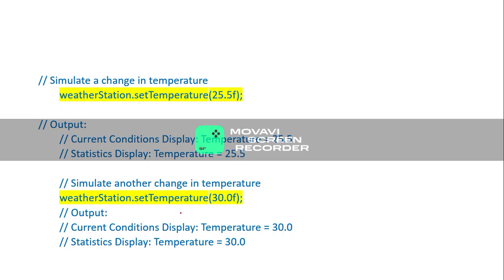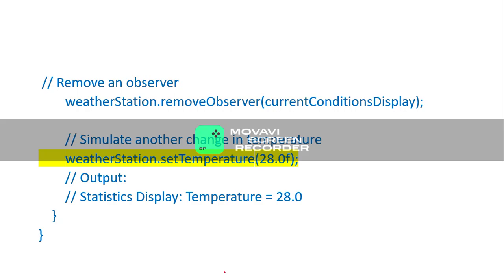Again, the weather station is going to set the temperature to 30.5, and that value is also going to be received by both the observers. Okay, last one: here weatherStation dot removeObserver is going to remove the CurrentConditionDisplay. That means it's removed from the list of observers. After removal, it's going to update one more value, which is 28 Fahrenheit. So that is updated only in the StatisticsDisplay, because you don't have the other observer anymore.